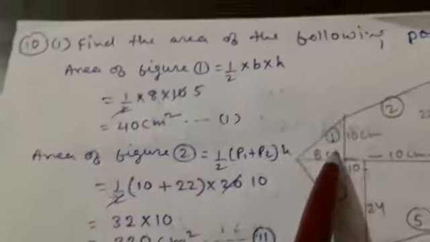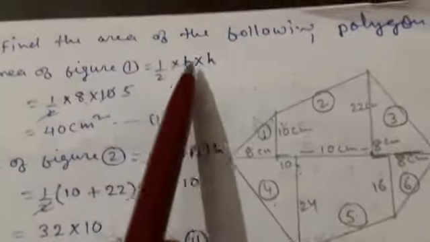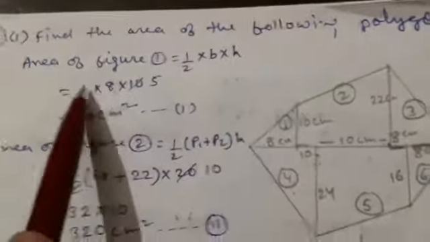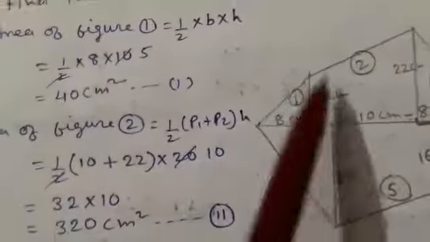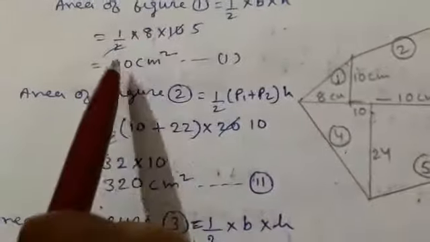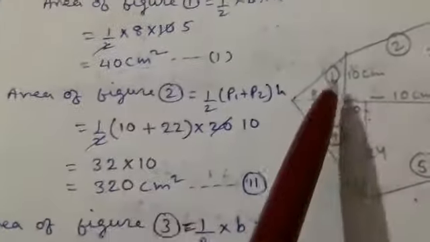Let us see. Area of figure 1, it is a triangle, so we will apply half into base into height, this formula. So 1 by 2, what is its base? Base is 8 into height is 10. It is already given in the question. So 2 5s are 10. So 8 5s are 40 centimeter square. This is the area of this figure.